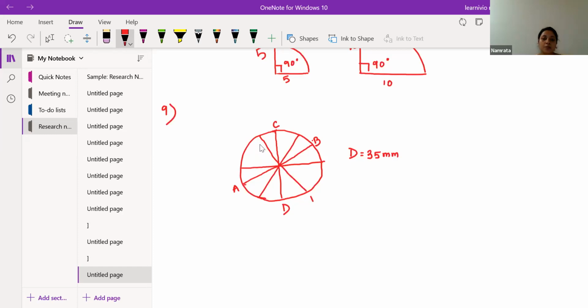PQ is the diameter, OS is also a diameter. Can you see 5 diameters over here, which divide the circle into 10 equal sectors as shown? Find the total length of silver wire required. How much silver wire is required to make this circle? So how much silver wire is required?